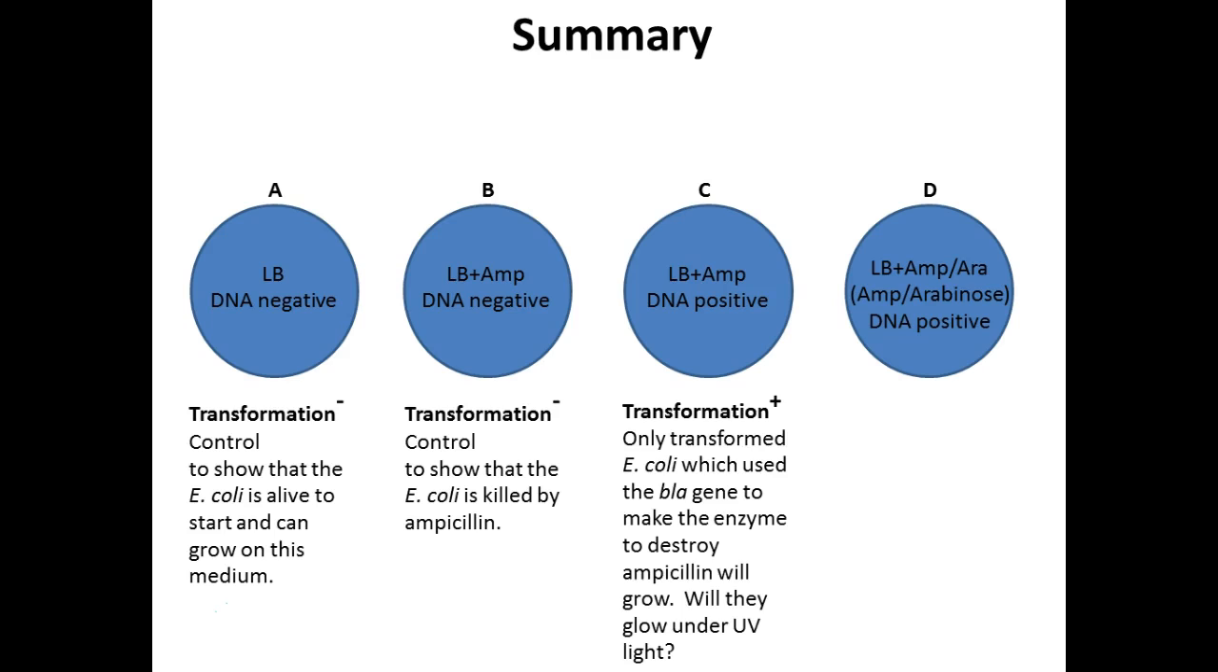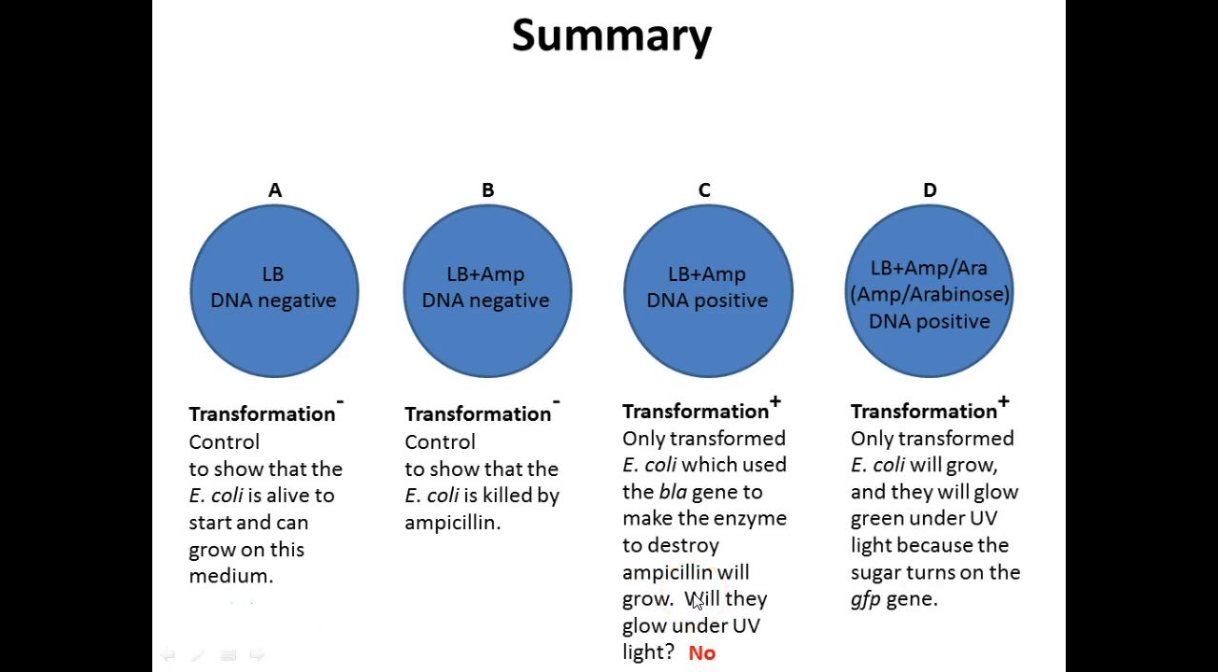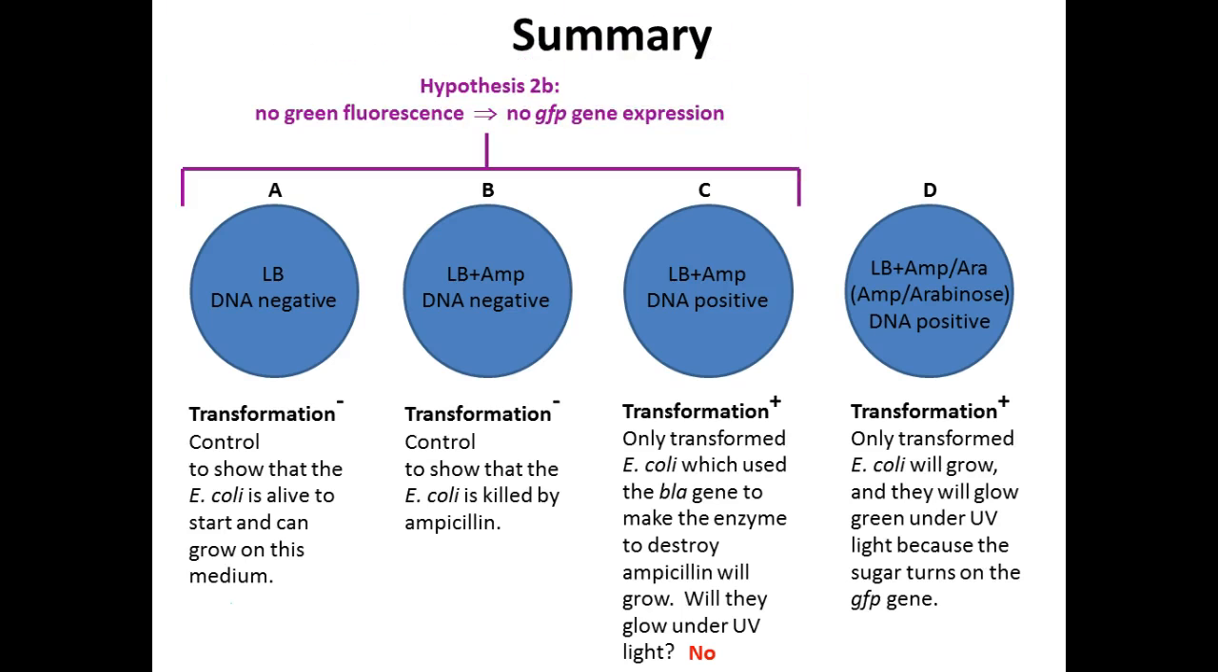But if we shine UV light on this plate, is it going to glow? No, because what does it not contain? It doesn't contain arabinose. So this plate has transformed cells because they're growing in the presence of ampicillin, right? And they will glow because there is the arabinose to induce and cause that expression of that gene to make the protein. So these guys show no fluorescence, no GFP gene expression. This guy shows the actual expression.